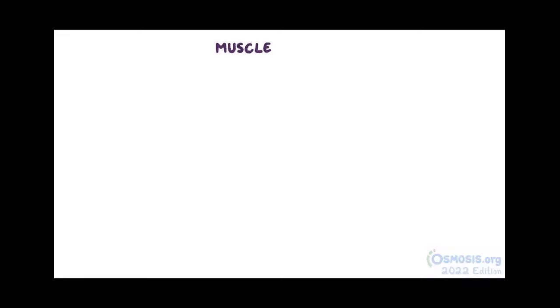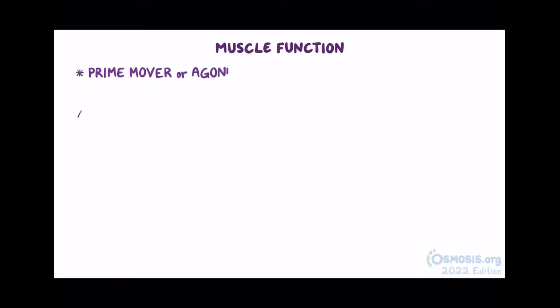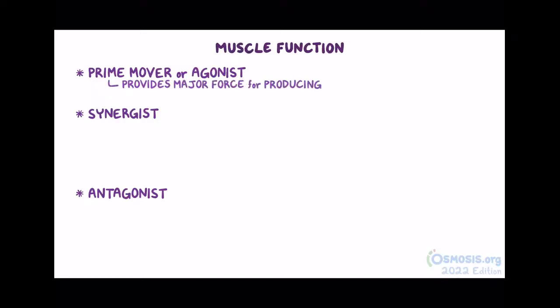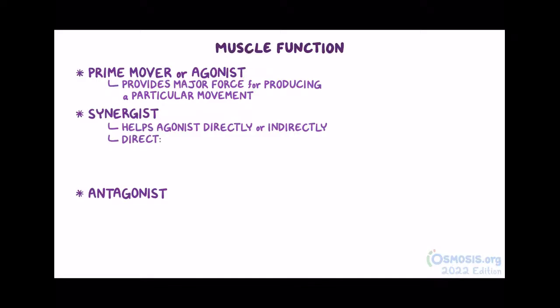Now, let's talk about muscle function. The function of each muscle can be described using terms like prime mover or agonist, synergist, and antagonist. The prime mover, also called the agonist, is the muscle that provides the major force for producing a particular movement. This agonist often has a synergist, which is another muscle that helps the agonist directly or indirectly. Direct support means that the synergist performs the same movement as the agonist, but in a weaker manner.